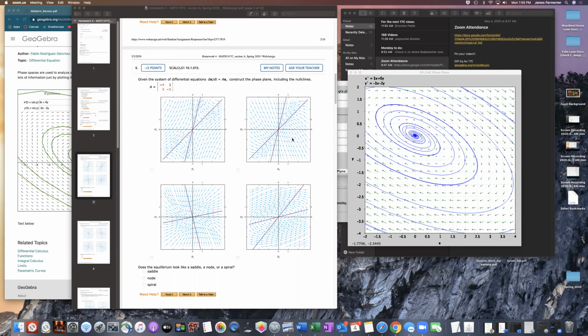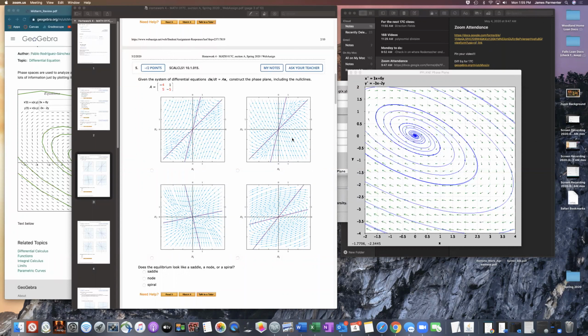What I'm trying to say in a lot of words is that these null lines section off which directions things are going. If you're on one side of the null line, things are going one way. If you're on the other side, they're going the opposite way. So for this blue null line, on the right side of that null line, things have to be going to the left. And on the left side of that null line, things have to be going to the right.